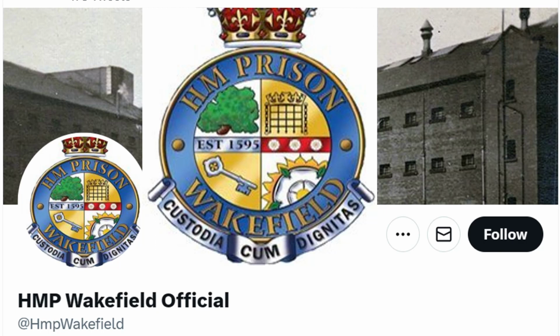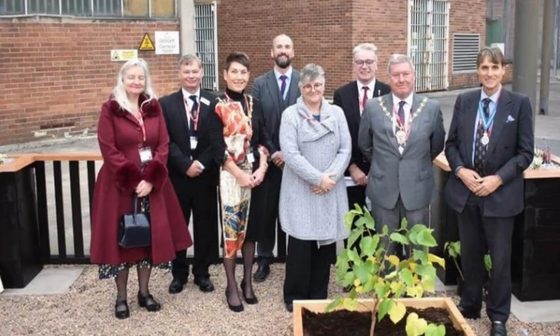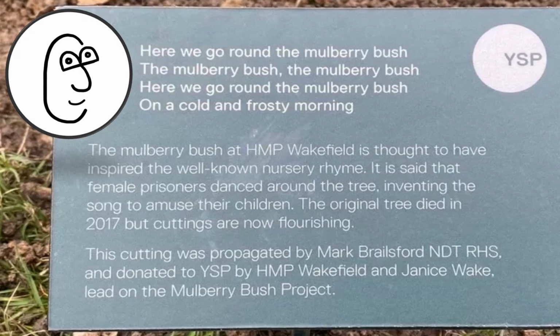The tree was shortlisted for the UK Tree of the Year in 2016. Sadly, the mulberry tree died a year later from a beetle infestation. The tree was cut down and removed. However, the power of nursery rhymes is so strong, it was discovered a prison officer had taken a cutting in the 1980s, and these cuttings had now grown into mature trees. One cutting was planted in the original spot, and a second on the edge of the prison so that people could dance around it. A third plant is found in the sculptural garden in Wakefield itself. So if you're ever in the area, you too can dance around the original mulberry tree.